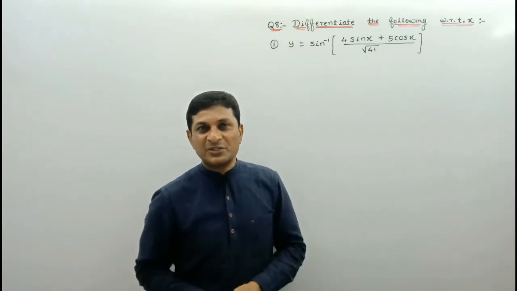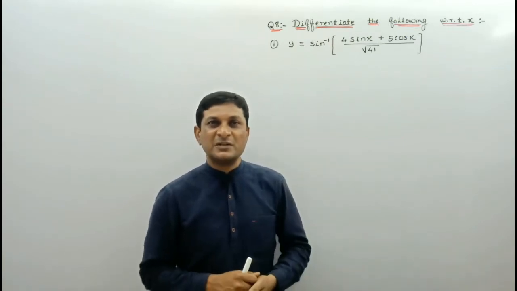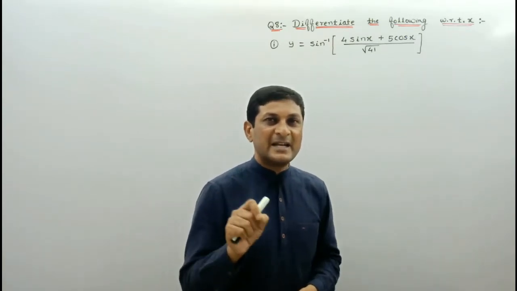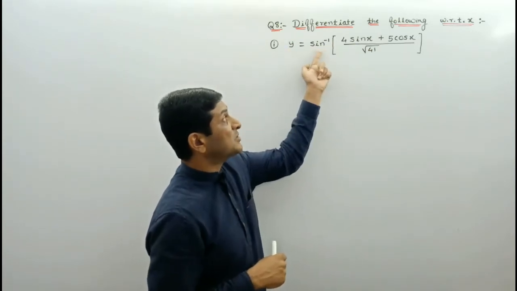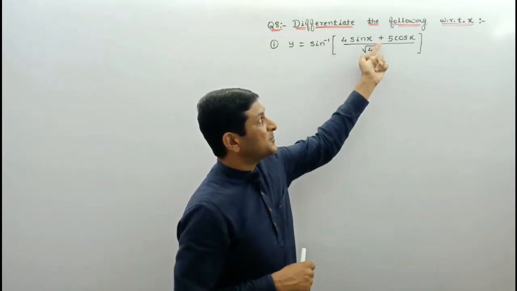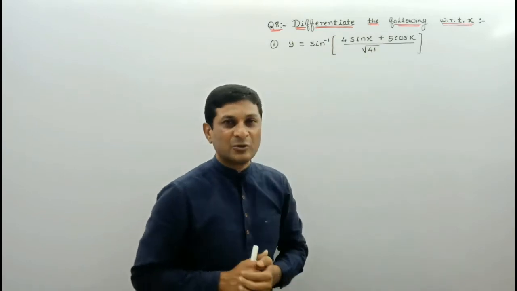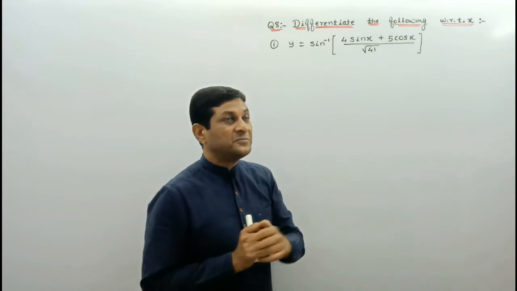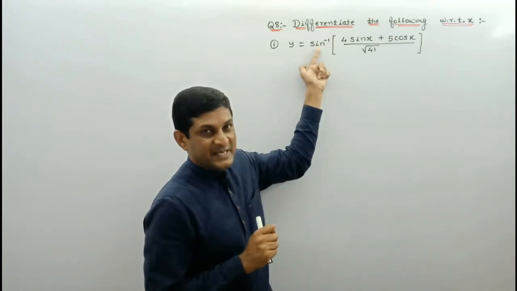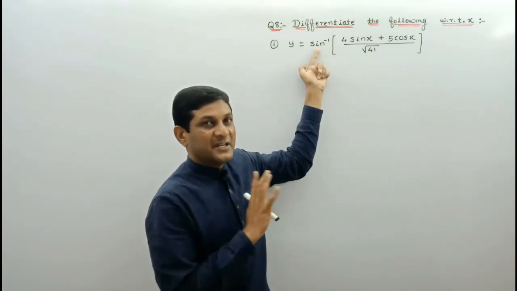So observe, in the question number 8, whatever may be the function given to us, we have to find out derivative of that function. So observe, what is the given function? y is equal to sine inverse of (4 sin x plus 5 cos x) upon under root 41. So here sine inverse appears, means in the given function sine inverse is there.